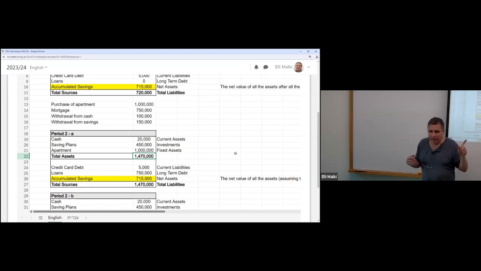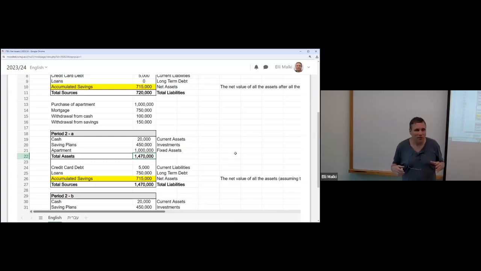And this is still the same amount if I now liquidate all my assets, which means I take my cash, I liquidate my saving plans, and I sell the apartment, assuming that I get the same million shekels. Let's say I buy it and I sell it on the same day, so I get the same million shekels, and I pay all my debts to the credit card and to the mortgage company, the bank. I will still have this same amount of 715. So I have the same amount of saving. The fact that I bought the apartment cannot change the past. My savings are a result of everything that I did in the past.